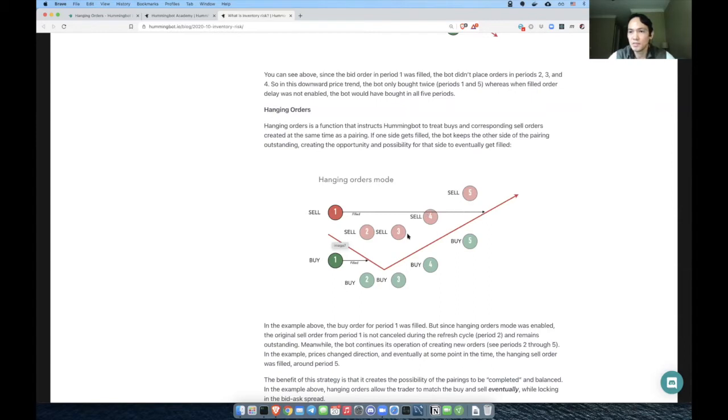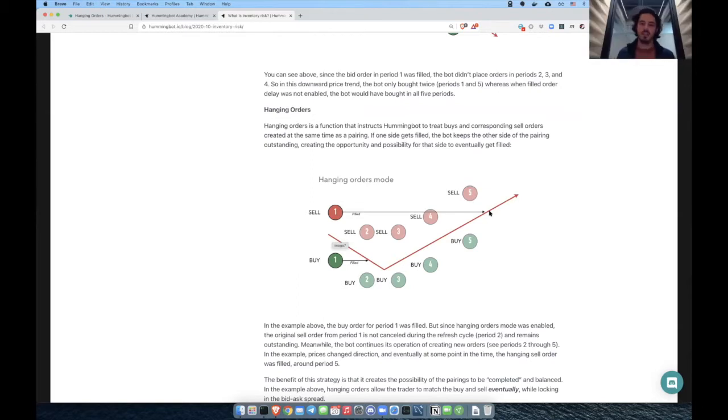And so what this does is it helps crystallize that bid-ask spread. It gives the bot an opportunity, depending on markets, to lock in that bid-ask spread whenever there's an opportunity to do so. And one other explanation here is the bot continues to operate. So orders 2, 3, 4, and 5 are still being created. It's just that in this case, the first sell order is kept outstanding to give it a chance to be filled at some point in time.